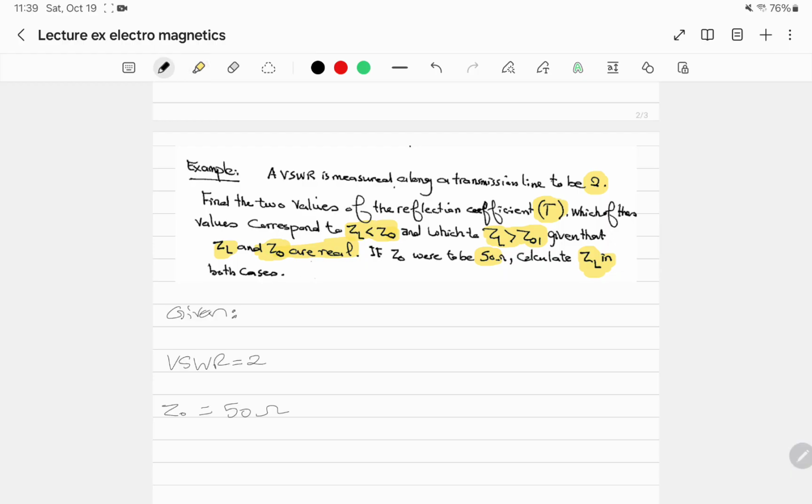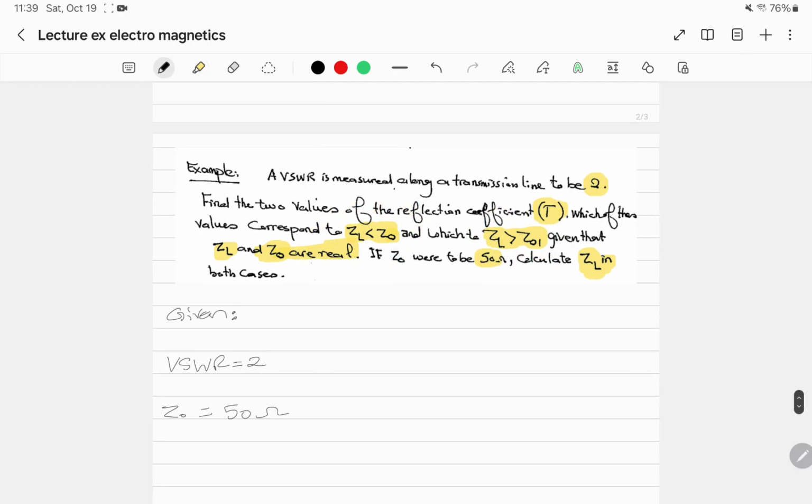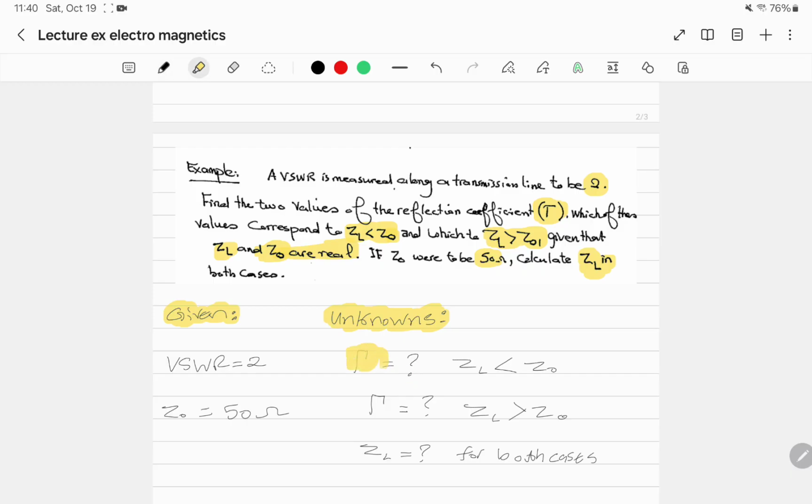So we're obviously given the VSWR, which is 2 in the question, and Z0, which is 50. Now we need to find ZL for both of the cases here. For our unknowns, we don't know the reflection coefficient for ZL less than Z0, and we don't know the reflection coefficient for ZL greater than Z0. And we also don't even know what ZL is for both cases.